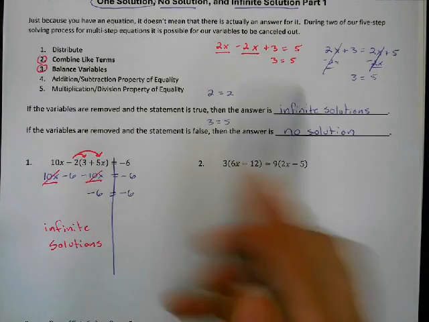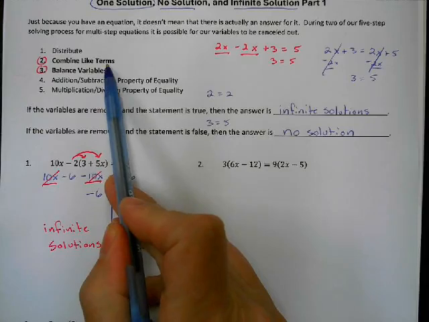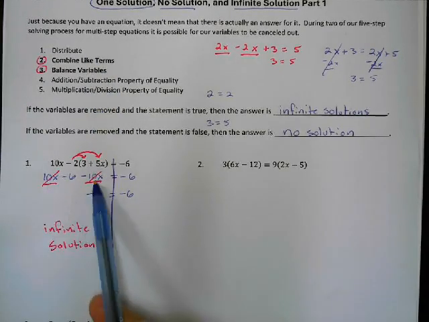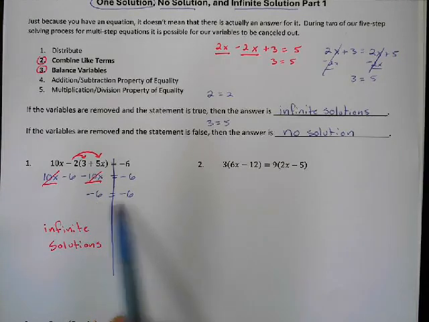All right, so in that one, we saw during the combining like terms phase of the solving process that the variables canceled, and we're left with the true statement. Let's look at the next one.